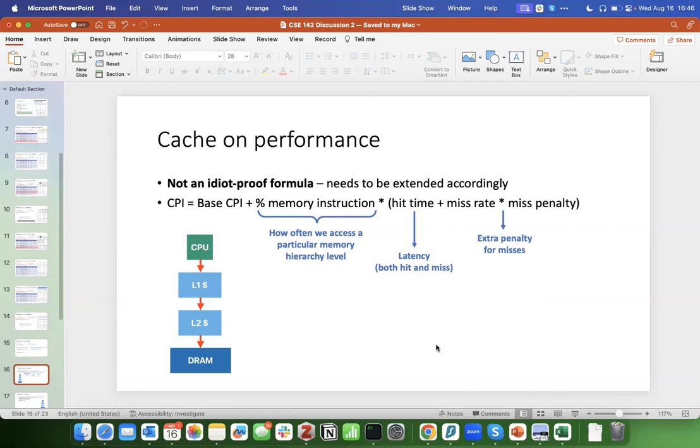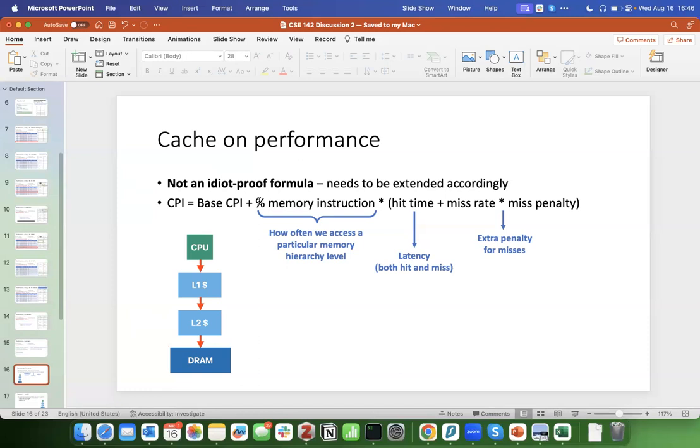CPI. We have a base CPI of 1. That is pretty much the case in everything we have seen, right? If there's no memory access, CPI equals 1, right? Single cycle processor. And considering the memory access, well, there's a very simple formula, right? Professor said there's no formula, but I do have a formula, but this is not an immediate proof formula, right? This is like a general formula. You need to adapt it to different scenarios.